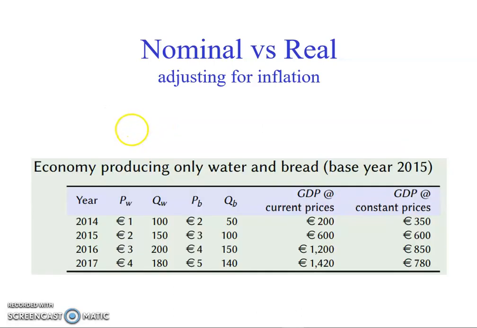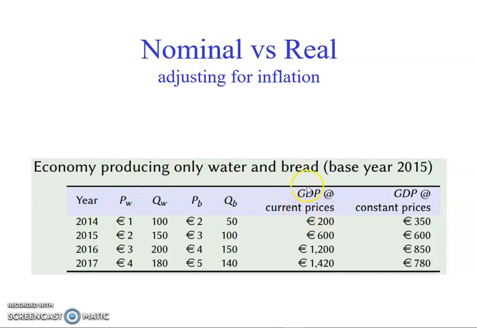Okay, so here is the example of a hypothetical economy that's producing only two goods, water and bread. As you see here, the prices of water are here and the quantities of water are here, and as well for the bread prices and quantities, we define for every year from 2014 to 2017, bearing in mind that the base year is 2015.